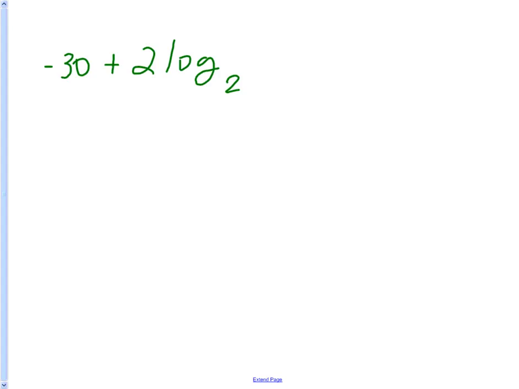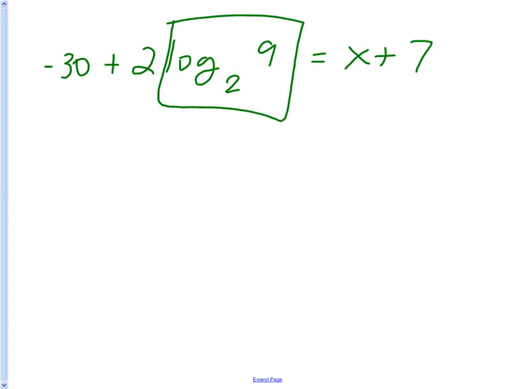What if this had been a 9 right here? What's the way you can make it easy? Use a calculator. Because then you could just do this on the calculator, right? And what would you get for that part? Log 9 over log 2. Okay, that'd be really easy. All right, so what if it isn't that kind? What if it's got like an x right there?